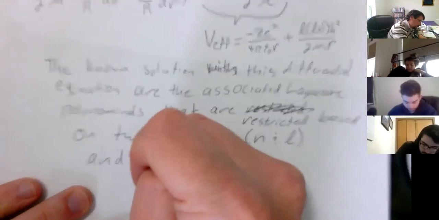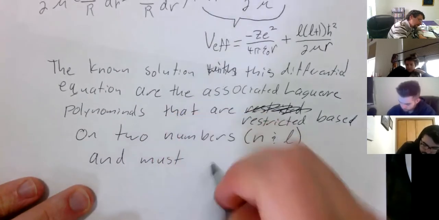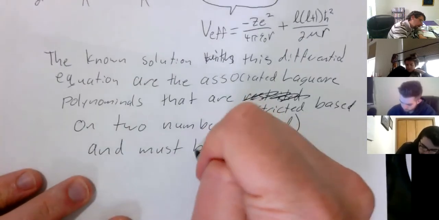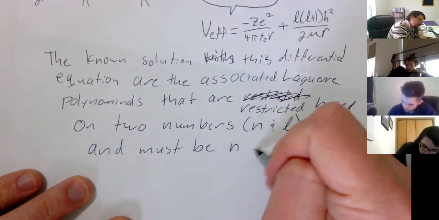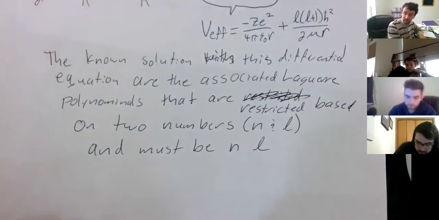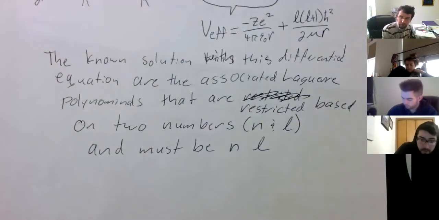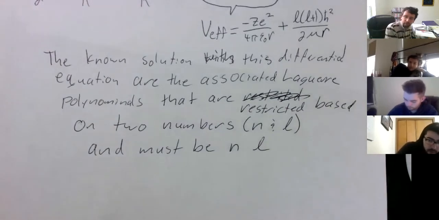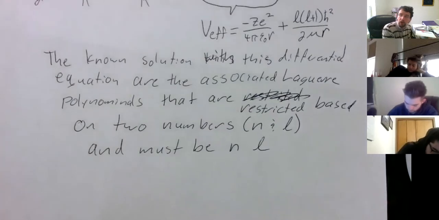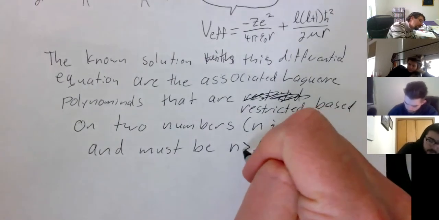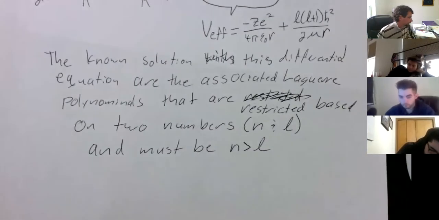And they must satisfy a criterion. What's the relationship between n and l? l has to be n minus 1 or 2, 0, right? So n has to be greater than l.